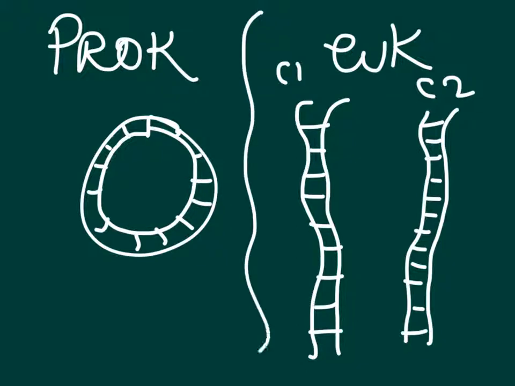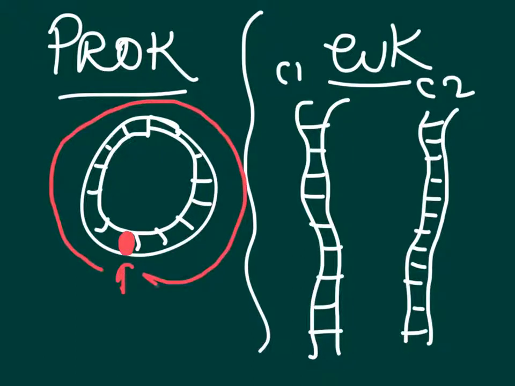You memorized that for your table where you told me the differences between prokaryotes and eukaryotes. If replication began right here, at what we call the origin of replication, and it worked its way around making a copy, it eventually ends where it started, right? It's a circle.